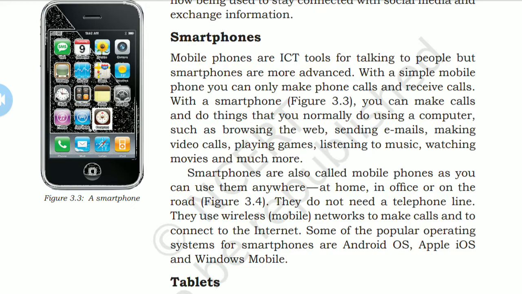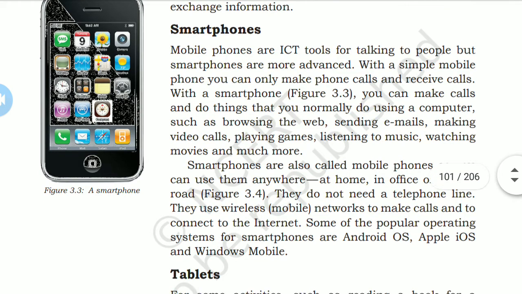Also it allows you to perform things using the internet: browsing the web, sending email, making video calls, playing games, listening to music, watching movies. Very many things you can do using these smartphones. Smartphones are also called mobiles, as you can use them anywhere, at home, in office, or on the road. It means you can carry them anywhere.